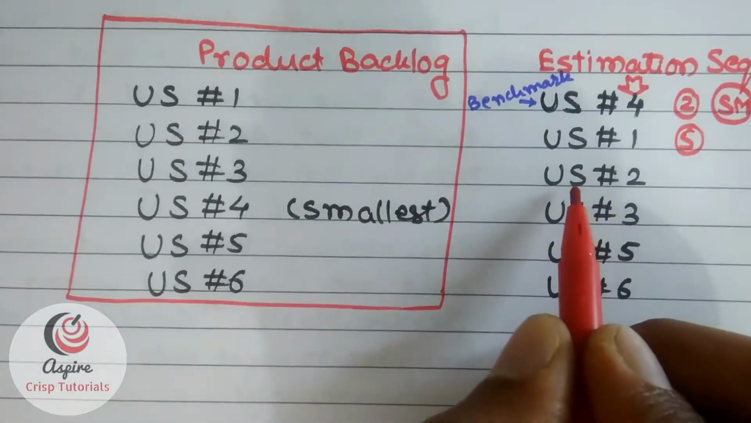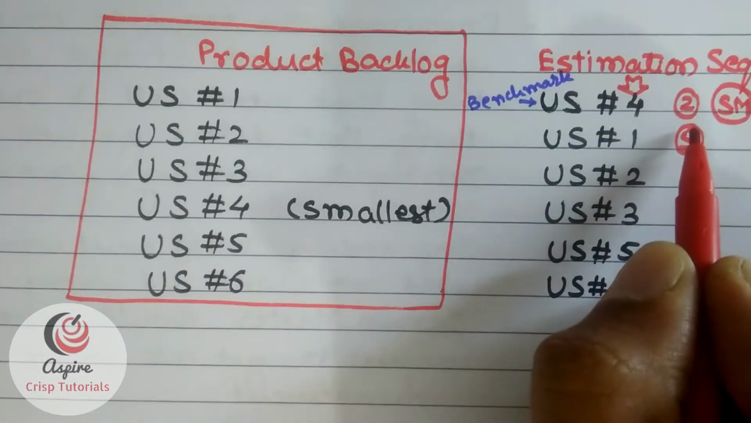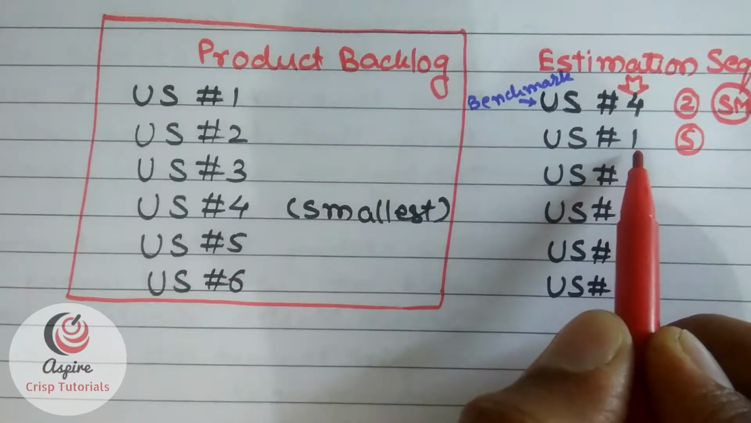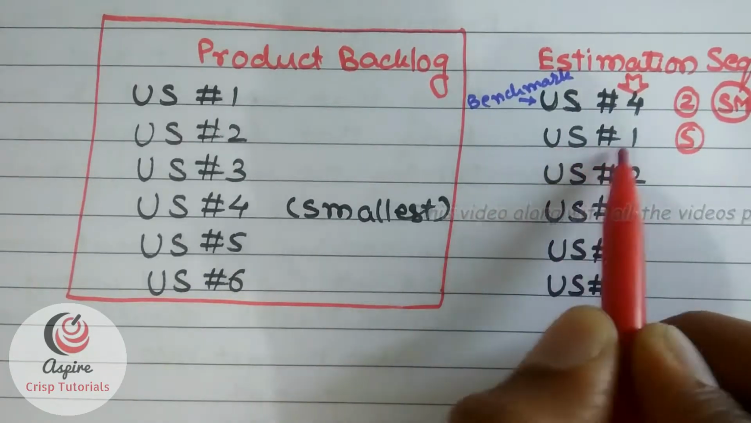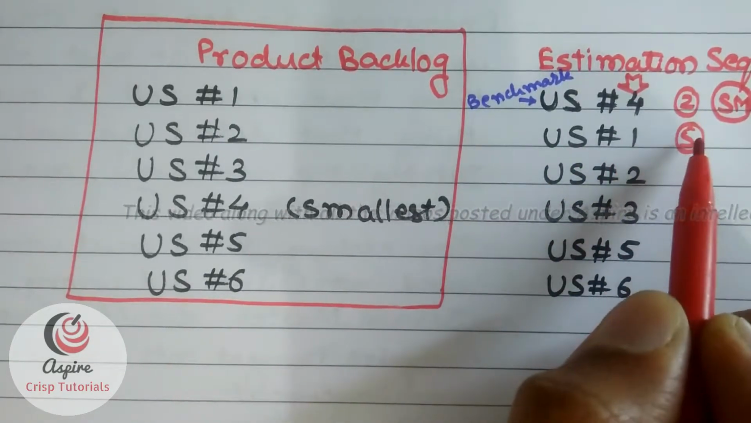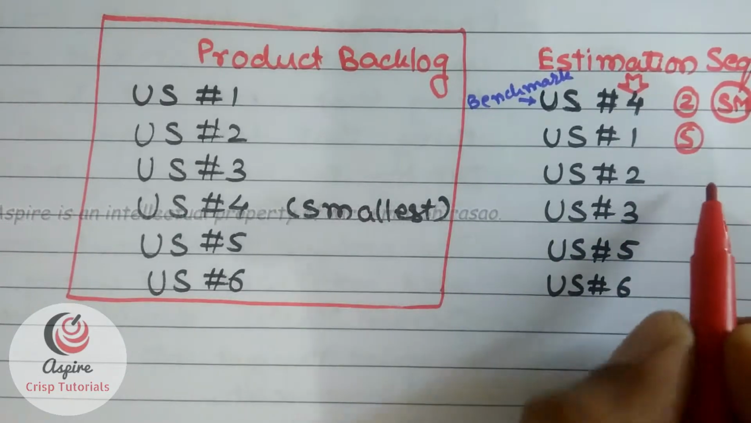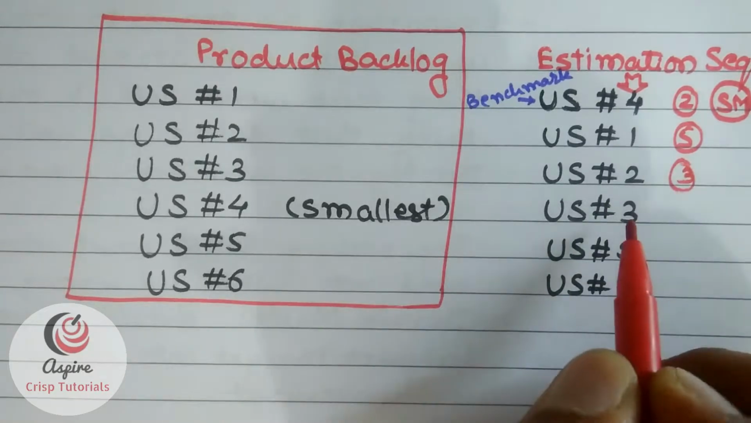Then, while estimating the next story, that is user story 2, you have two benchmarks. One is user story 4 and another is user story 1. User story 4 is a 2 pointer, and user story 1, this type of a story, is a 5 pointer. So, let's say user story 2, then you can think it is somewhere in between both of them. So, let's give it 3.